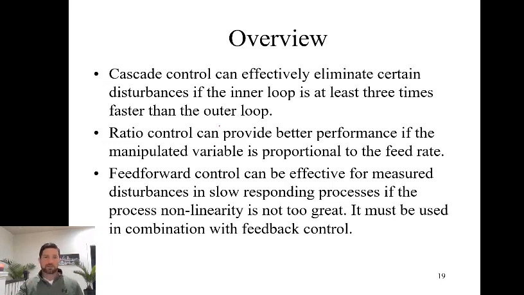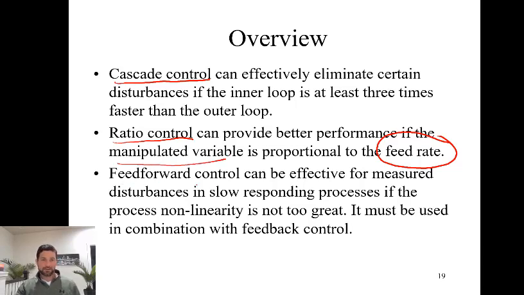Okay, so in summary, we talked about a few methods. First, cascade control. Cascade can effectively eliminate disturbances. The inner loop has to be faster than the outer loop, and the inner loop has to eliminate the effect of a disturbance that's associated with a manipulated variable. A ratio controller can provide better performance if the manipulated variable is proportional to the feed rate. So for ratio control, the disturbance has to be a feed flow, and this feed flow rate has to be proportional to the value of the manipulated variable.